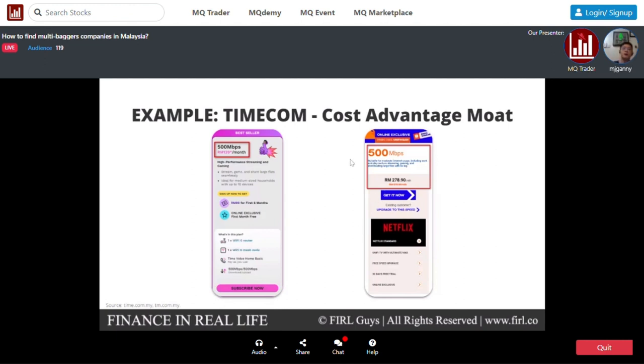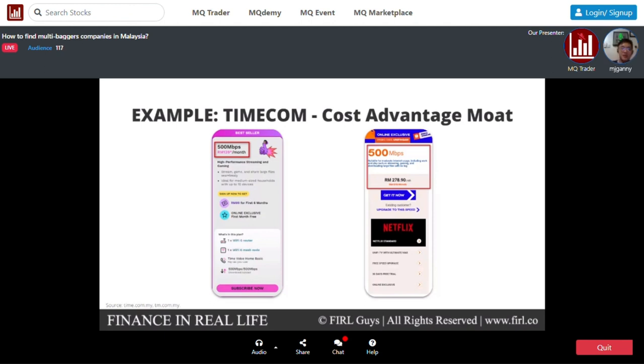Timecom is a classic example. So this one I just took from today, okay? If you look on your left, Timecom, 500 megabytes per second is 139 ringgit, versus our good friend Telecom Malaysia, which is nearly double that. It's actually double, at 278, 279 ringgit per month.